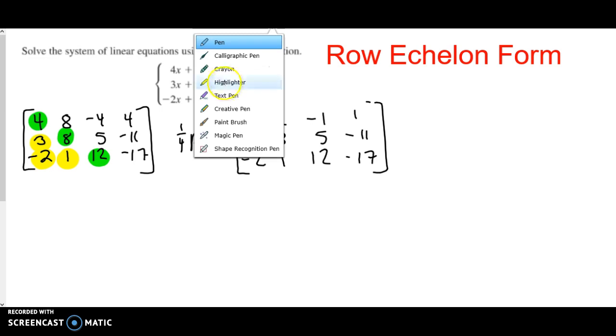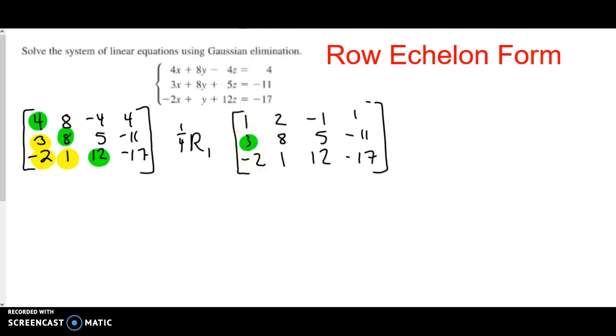I'm going to go ahead and still keep highlighting everything that needs to be changed. We'll highlight this one yellow, yellow, yellow. This is green, and this is green.